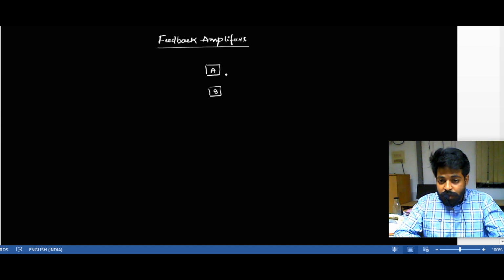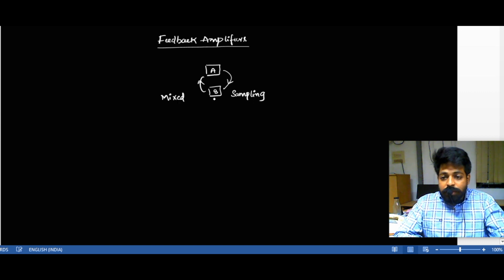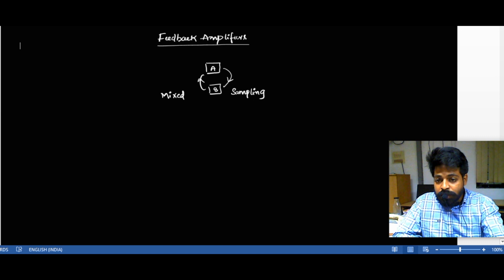Suppose we have to concentrate, from the amplifier to the beta network, on what kind of sampling method is followed and what kind of mixing process it is following. Based on the type of the sampling and the type of the mixing done in the feedback network, we can define the topology. So for sampling type and mixing type separately, how do we identify them?